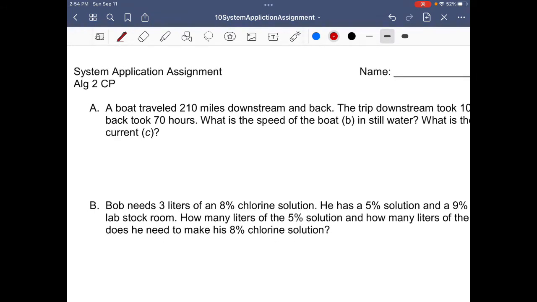Letter A, we got a boat. Now it travels 210 miles downstream. I don't really like quite how this is worded. It also is 210 miles back upstream. So it's 210 miles each way. Looks like the downstream took 10 hours and going back was 70 hours. So there must be quite a current in this stream. It's also a really long stream. It's 210 miles long. We'll go with it.